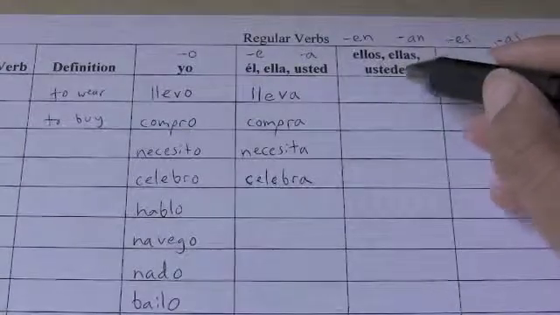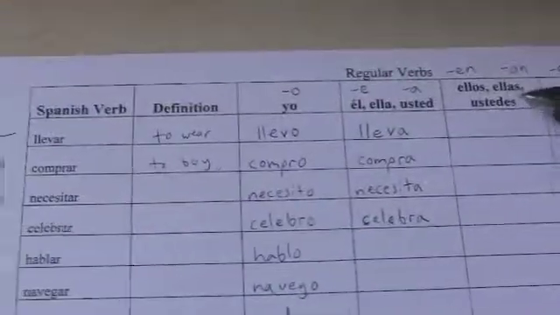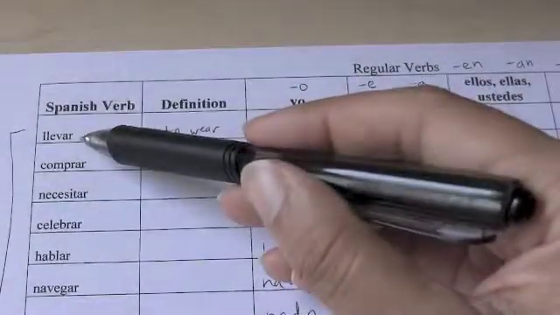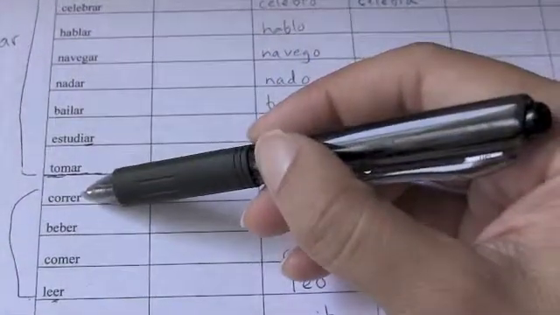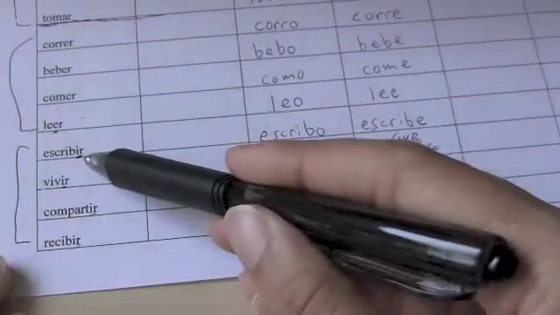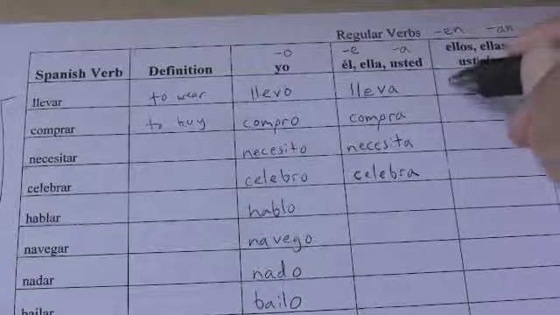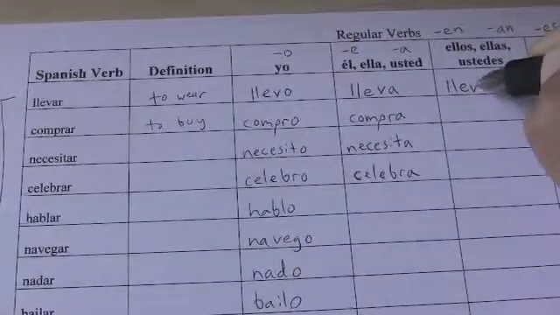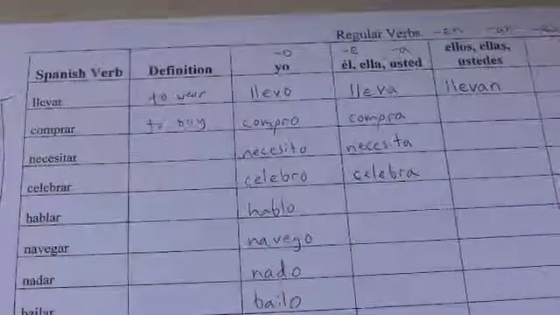Okay, the they form, or you all form. There needs to be an N at the end. So technically, you can follow the same and just drop off the R, add an N. Same thing with ER verbs. Drop off the R, add an N. And then with IR verbs, drop off the IR and add an EN. So for these, I'm just going to do one verb each. Alright, so llevar. We want to say they wear, drop off the R, make sure there's an N there.